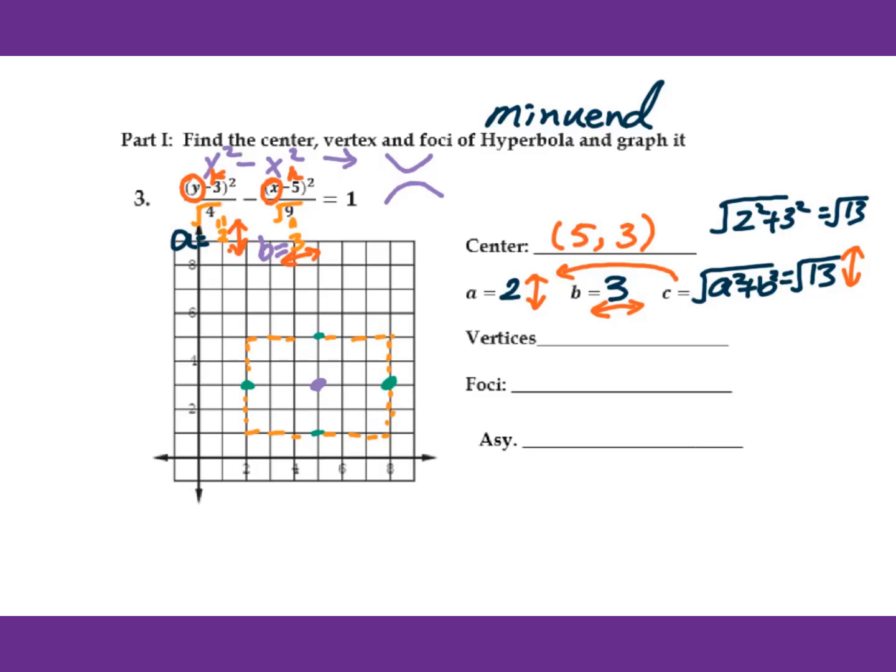Then connect diagonal lines to find the asymptote line. Since this is a vertical hyperbola, this part will be the vertex. For hyperbola, we only have 2 vertices. Your graph must pass the vertices.